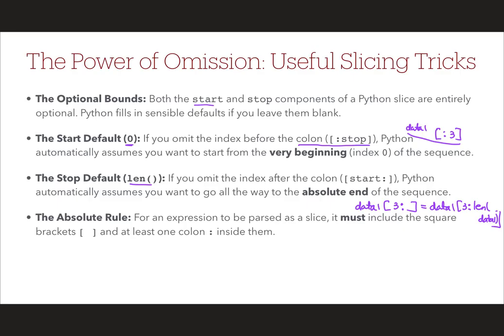If you want, you can omit both of them. So if you see data 1 with just the colon, that means since the start value is omitted, I want to consider from the beginning. And the stop value is also omitted, so that means I want to go all the way to the end. So that will be the same as accessing all the letters in this data 1 string.